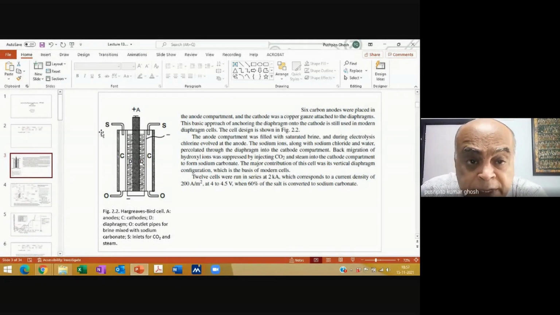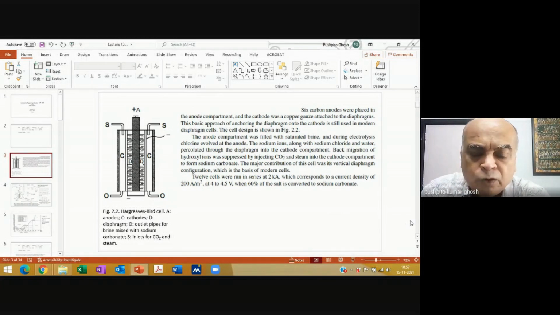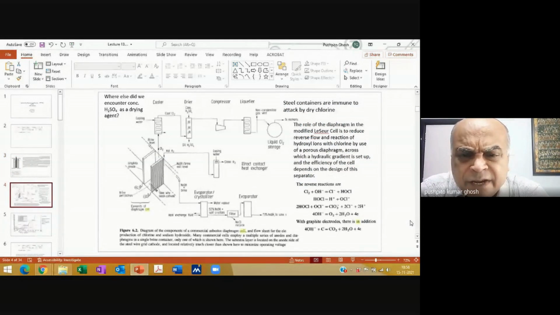So what you can see is that they were just filling up the anode compartment with saturated brine. And then, as I told you, when the chloride was getting converted into chlorine, the sodium ion and the water were basically moving into the cathode compartment, and there the water was getting reduced to hydrogen and OH minus. You form sodium hydroxide, but then there was a back migration of the hydroxide, so they were purging carbon dioxide through the cathodic compartment, and that formed carbonate. And so I ended up, those were my two products, sodium carbonate and chlorine.